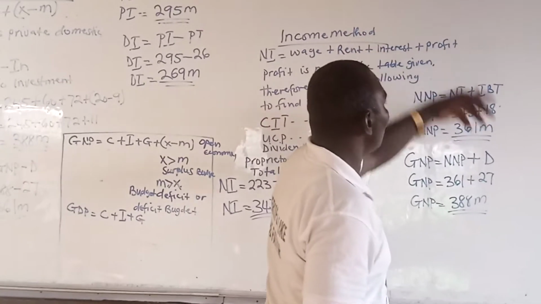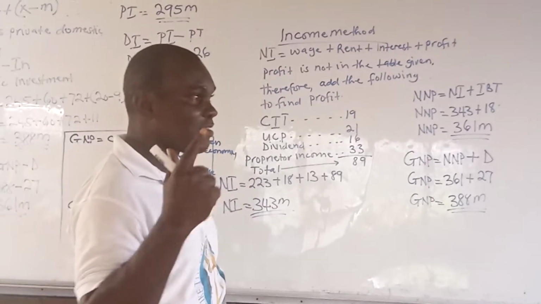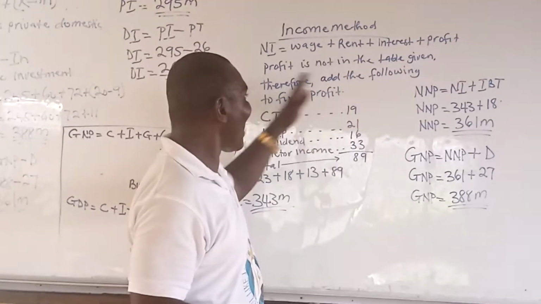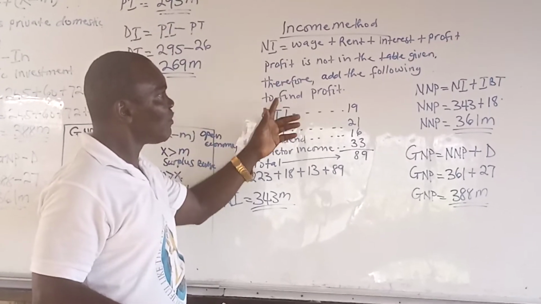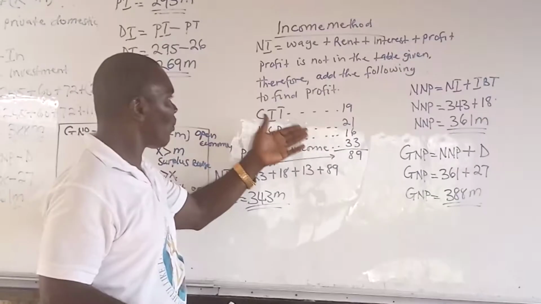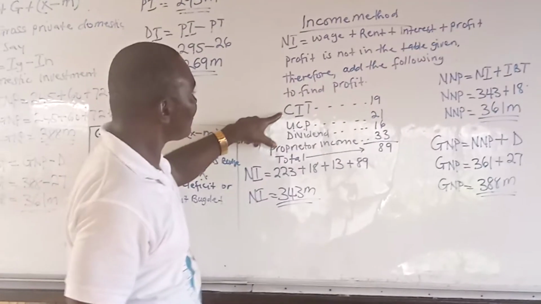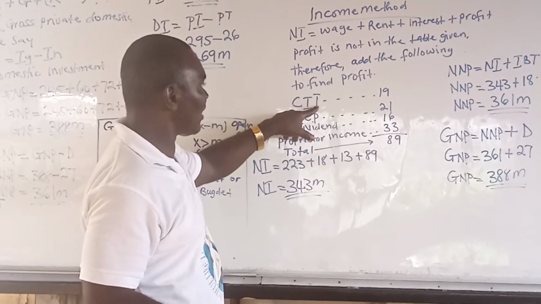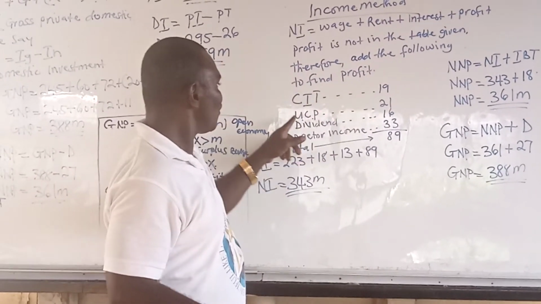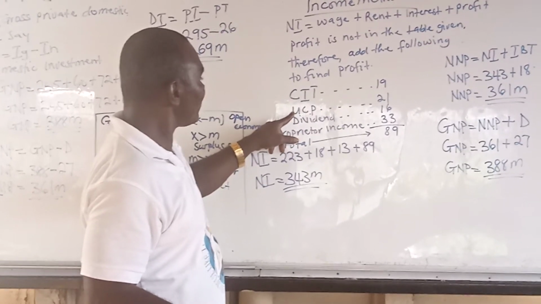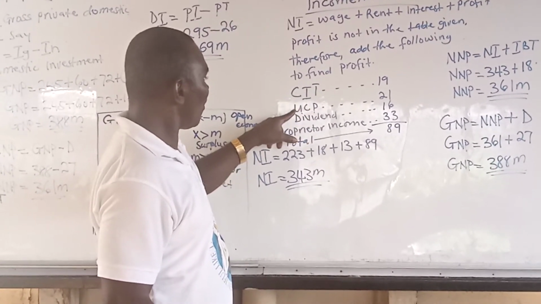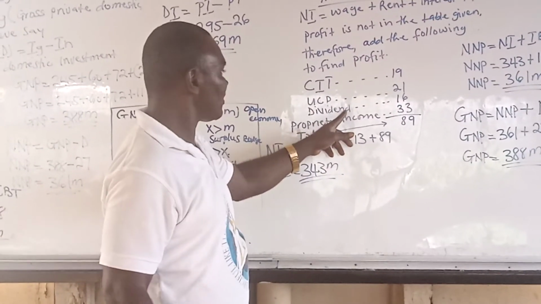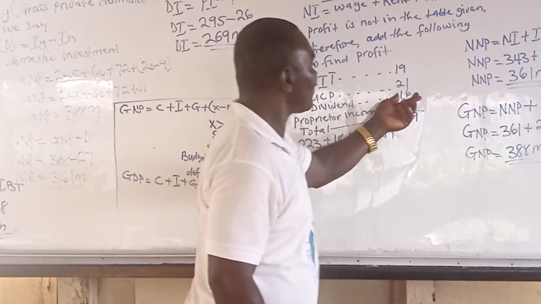interest, plus profit. Mind you, profit is not on the table given. You have to find the profit by adding the following items in the data. The CRT stands for corporate income tax. CRT, corporate income tax. The value there is 19. UCP stands for undistributed corporate profit. Undistributed corporate profit. The value there is 21. Dividend. Dividend is 16.